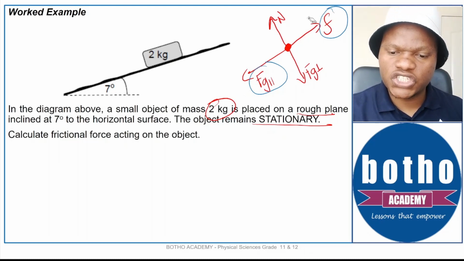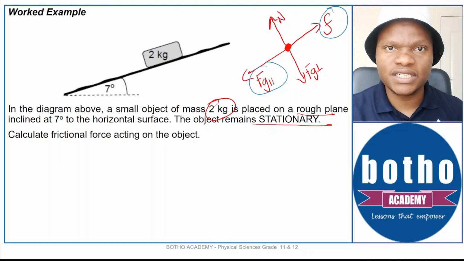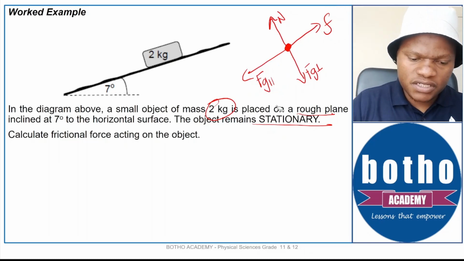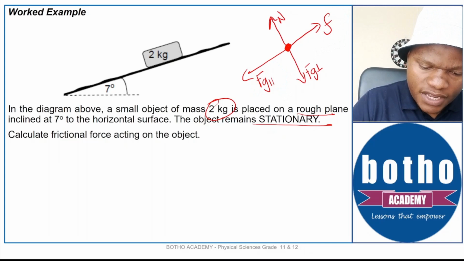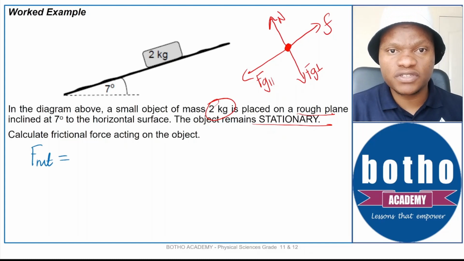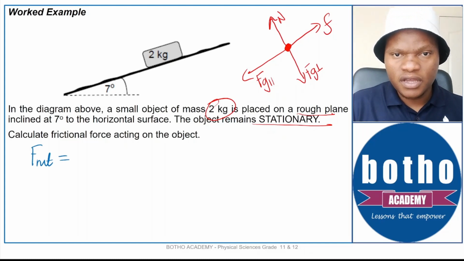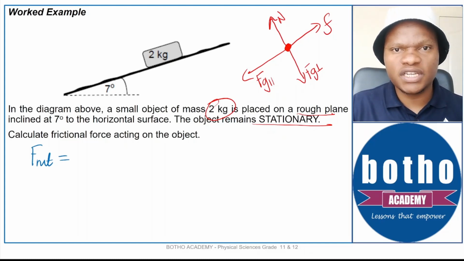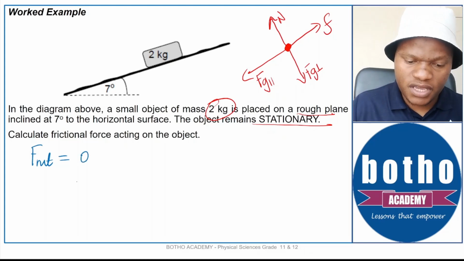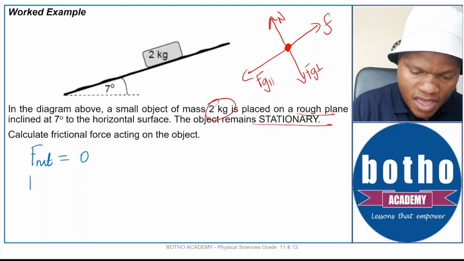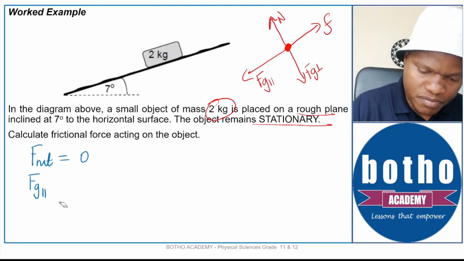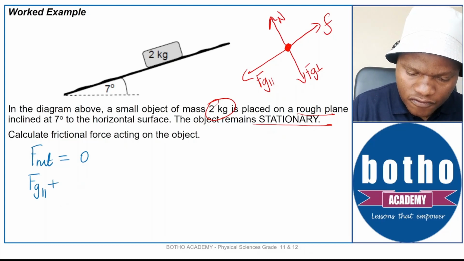Of course there is a relationship between the normal force and the frictional force, which we learned in lesson 1 of this particular topic. So in this case, what do we know? We know that F net will be equal to 0. We are going to focus on the forces that are acting parallel to the slope, because those are the forces responsible for motion if there is motion. What will F net be? F net in this case will be Fg parallel plus the frictional force.